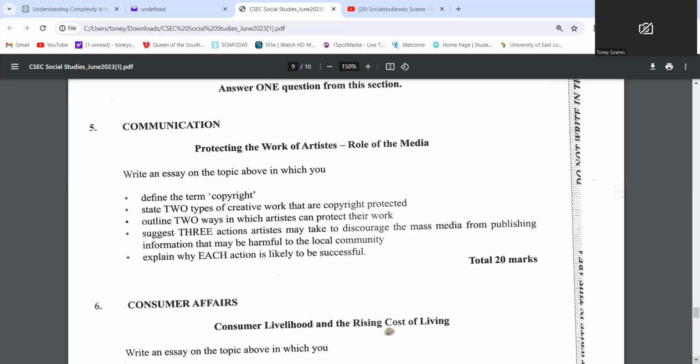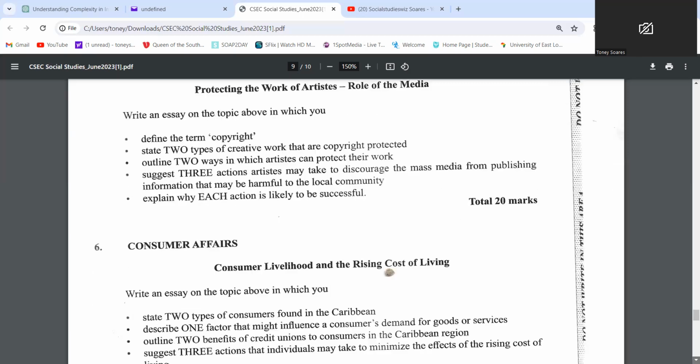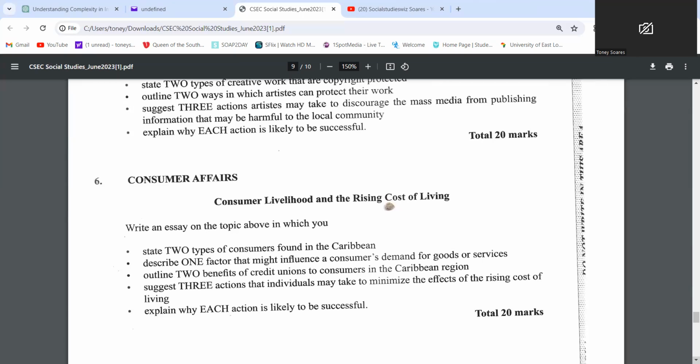Another strategy is collaborate on awareness campaigns. Artists can collaborate with local organizations and authorities to create awareness campaigns that educate the public about the impact of certain types of media content. This is likely to be successful because by raising awareness about the potential harm caused by sensationalism or misinformation, they can encourage media outlets to be more cautious in their reporting. And that's 20 out of 20, and we'll be done with the communications question.